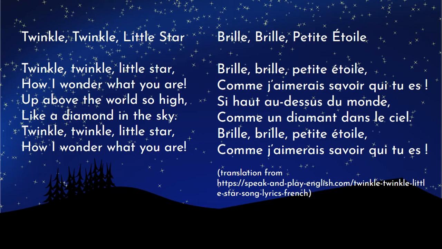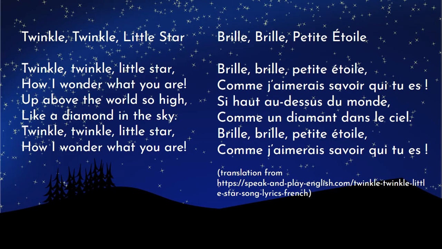Okay, so in the English we have star, are, high, sky. If you look at the French, the first line ends in étoile, the second line ends in tu es, third line du monde, fourth line du ciel. These words don't rhyme at all. And as far as the meter goes, could we sing this song to that lovely little tune? Well, maybe the first line, brille, brille, petite étoile, comme j'aimerais avoir qui tu es. I kind of have to fudge it on that second line to get all those syllables to fit in. It doesn't sing quite as nicely as I would like.